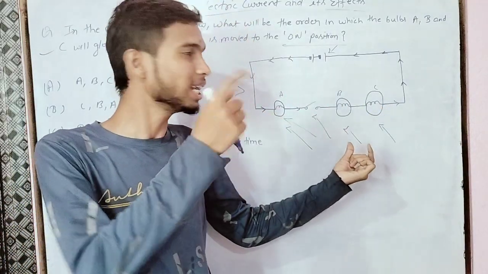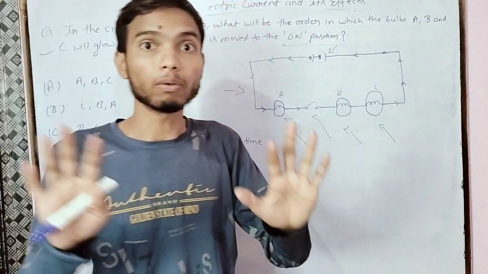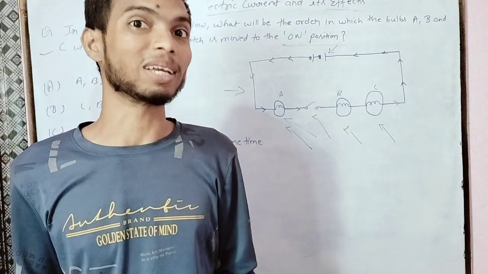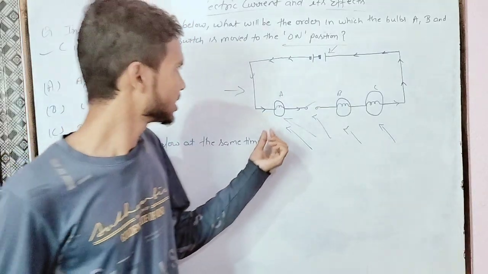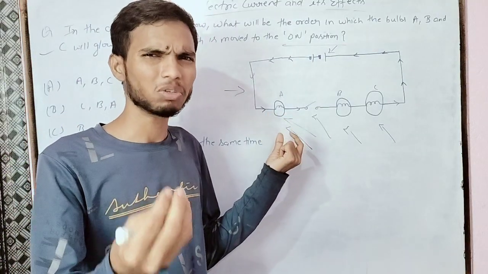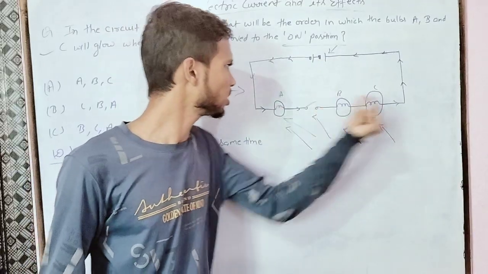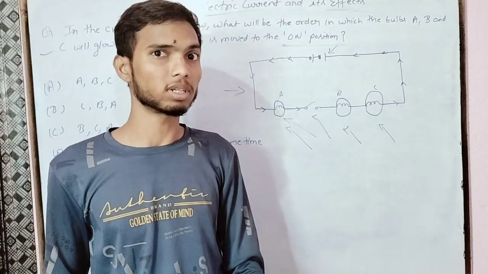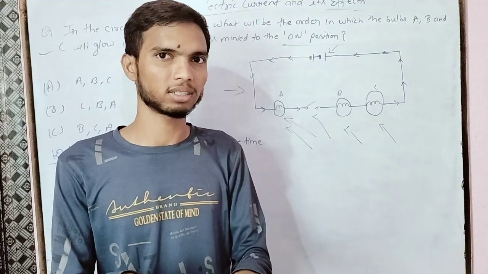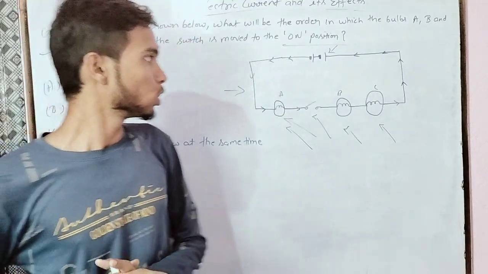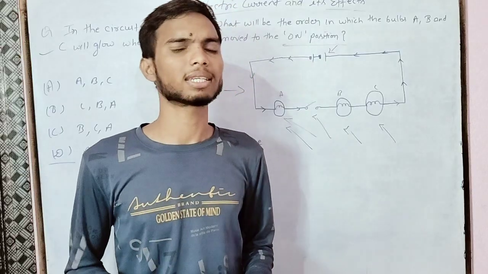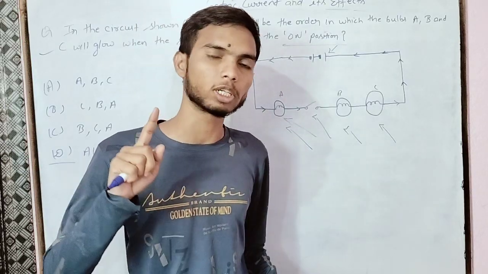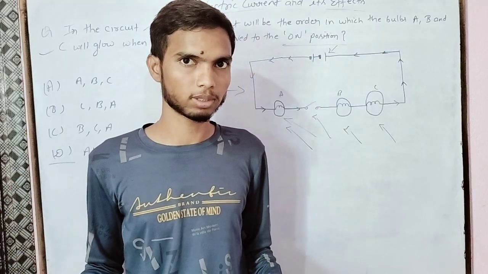When will it arrive here, we will not be able to imagine. Within 1 second, from here to here, the current will come very fast. So yes, all these three bulbs will glow at the same time. Option D is the correct option.